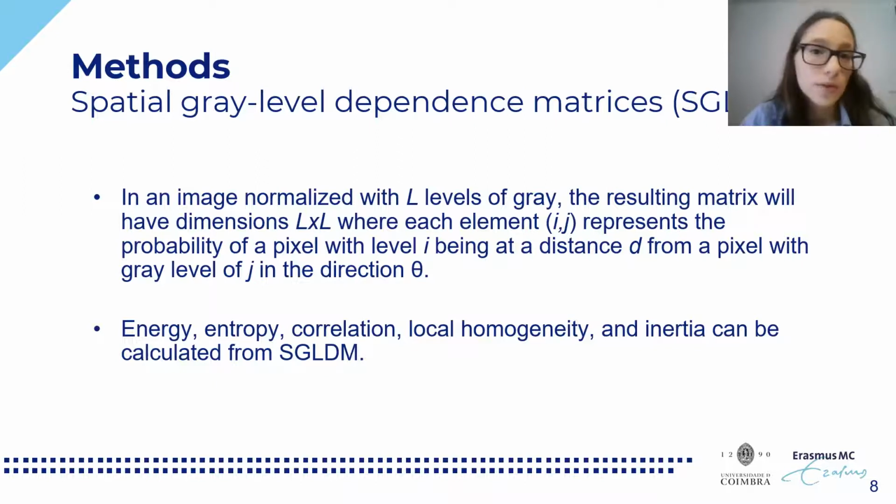After having all these matrices calculated, we can calculate from them several features like energy, entropy, correlation, local homogeneity, and inertia. These features can be used as features for a classification model because they depend on the characteristics of the tissue.